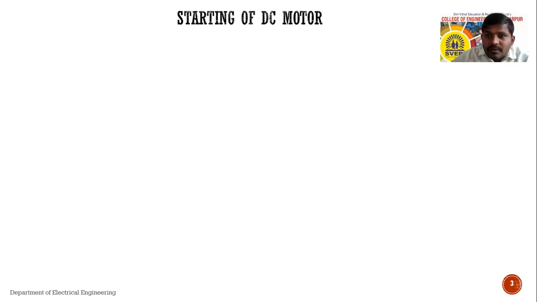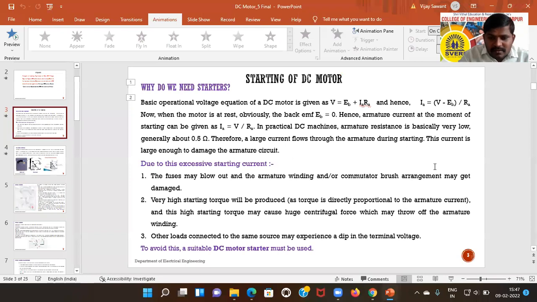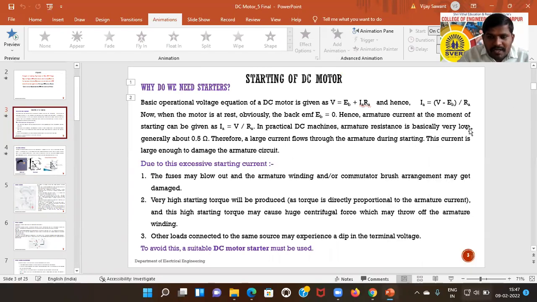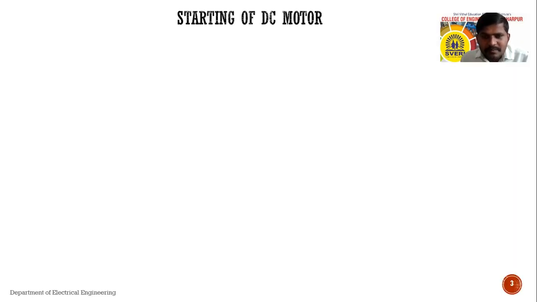To limit the starting current. Okay, so this is the correct answer. That means to limit the starting current we are using the starter. The meaning of that is, to limit the starting current, that means the current at the time of starting goes high.